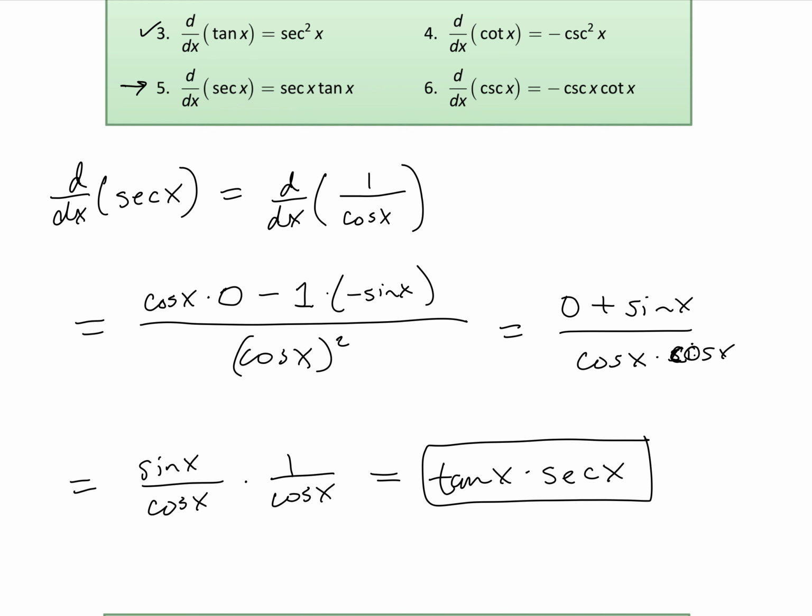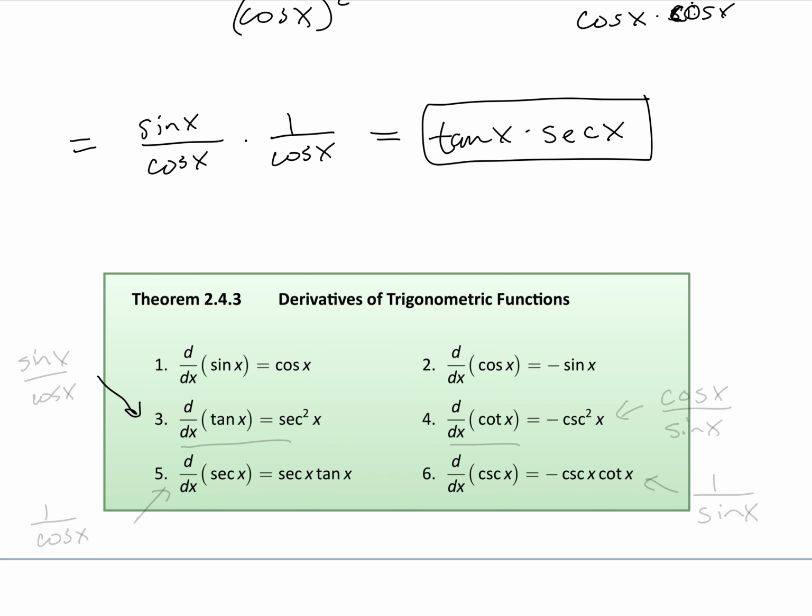So we can find the remainder of these derivatives just using what these things are equivalent to. Each of these, other than sine and cosine, is equivalent to some fraction of sine and cosine. So tangent of x, remember, is sine x over cosine x. Secant of x is 1 over cosine of x. Cotangent of x is the opposite of tangent of x, or the flip of tangent of x, cosine x over sine x. And cosecant of x is 1 over sine of x. So that's how those four trig functions are related to the first two.